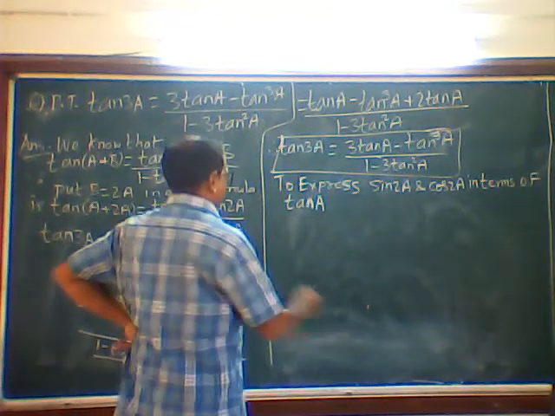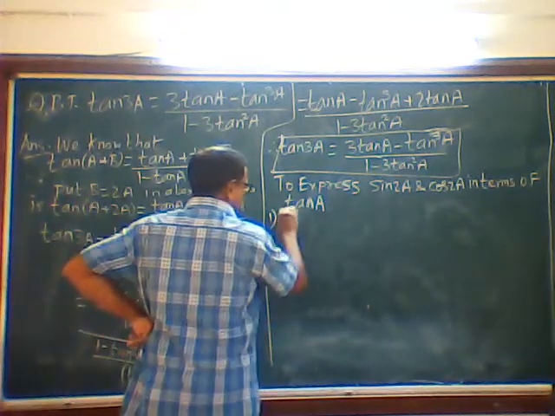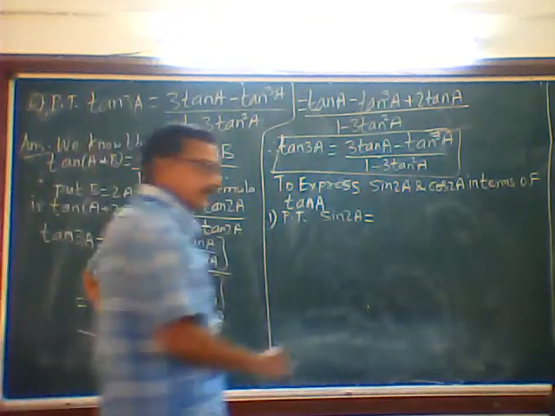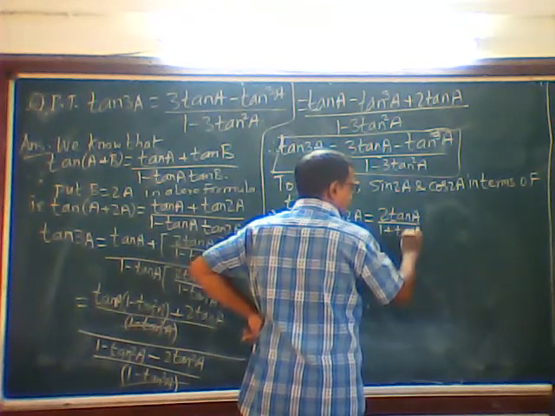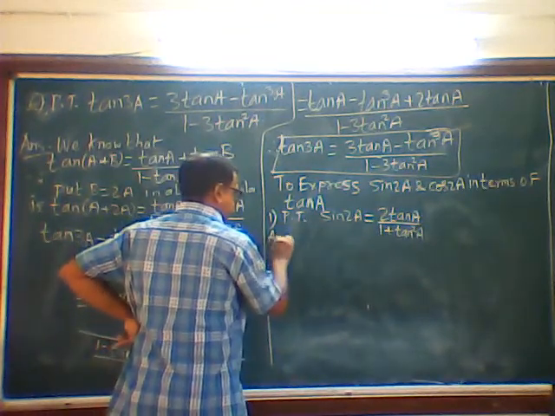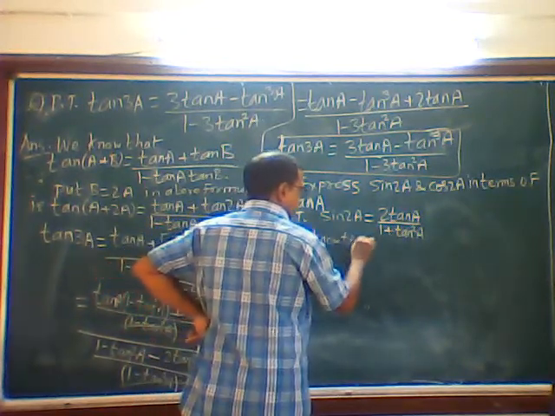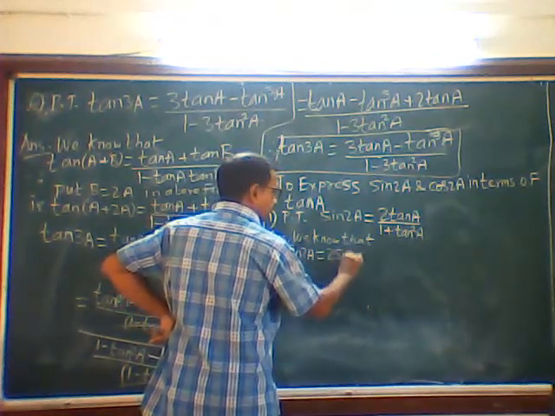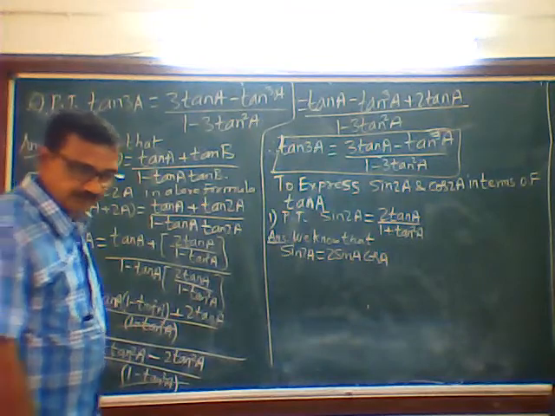Okay. Now first one, we'll write it as prove that only. Prove that sin 2a is equal to 2 tan a divided by 1 plus tan square a. So how we will get that, we will see. Okay, now answer. We know that sin 2a is 2 sin a cos a.